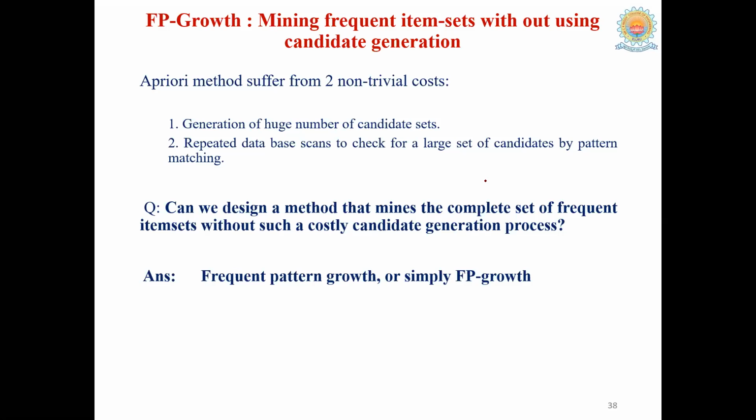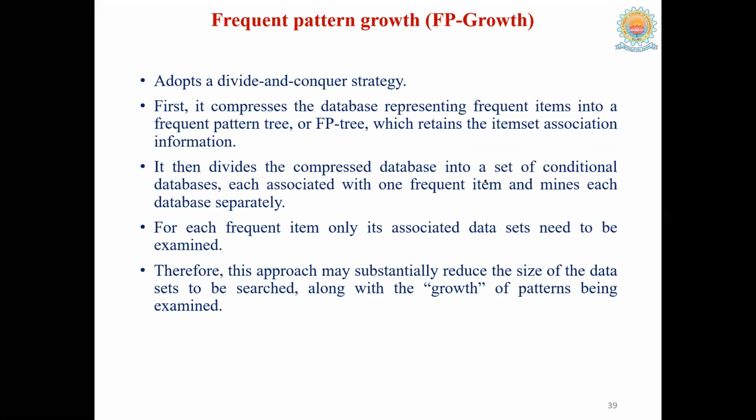And the next method is FP growth. Why go for FP growth? Because we have some deficiencies in Apriori. Apriori suffers from two non-trivial costs: one is the generation of huge candidate sets, too many candidate sets, and the second is too many database scans. So it demands another alternative method, which is FP growth. Here, first an FP tree is generated, and from that the conditional pattern base is generated. This is the process for the FP tree.